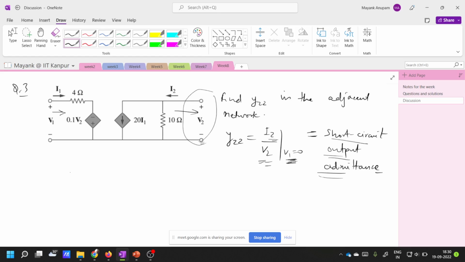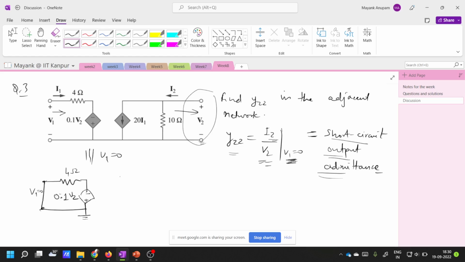Fine. So now the Y22 parameter is equal to I2 by V2 in the condition that V1 is equal to 0. So how will the circuit look when V1 is equal to 0? Let's draw this equivalent circuit. This will be short circuited here, V1. Then you have a 4 ohm resistance here. Then you have a dependent voltage source, its value is 0.1 V2.